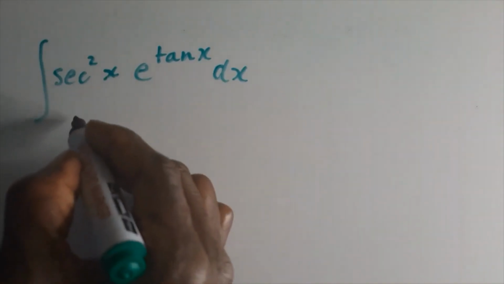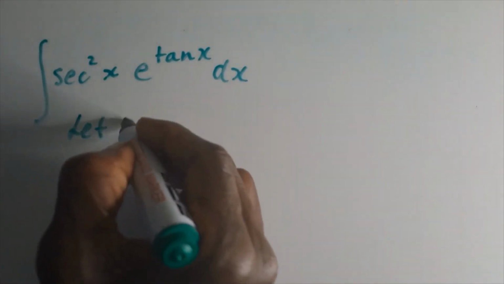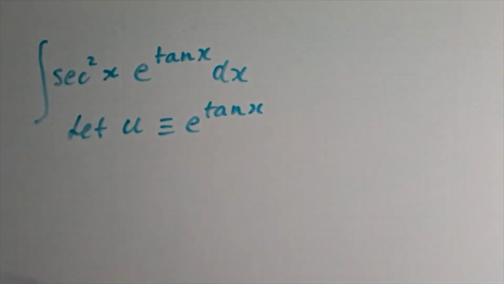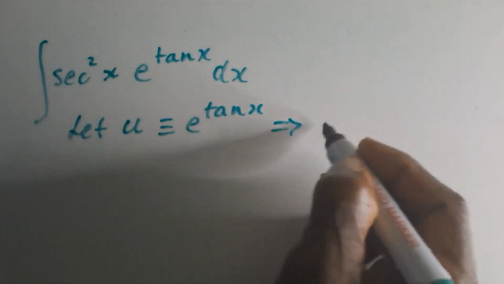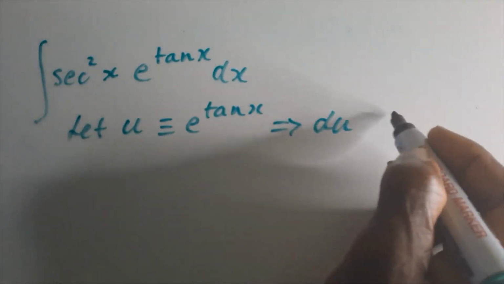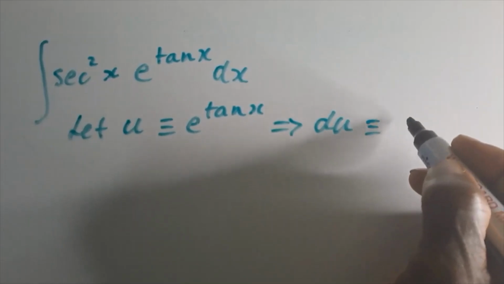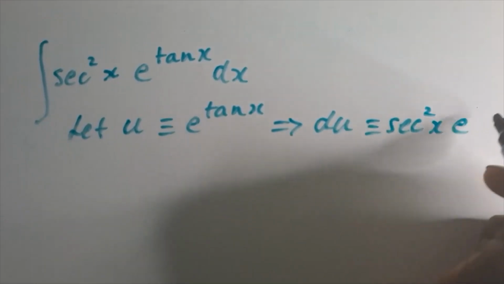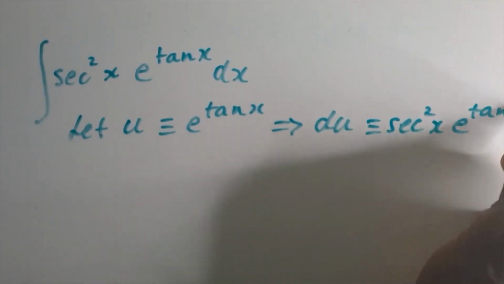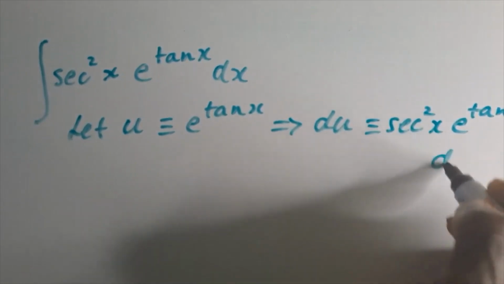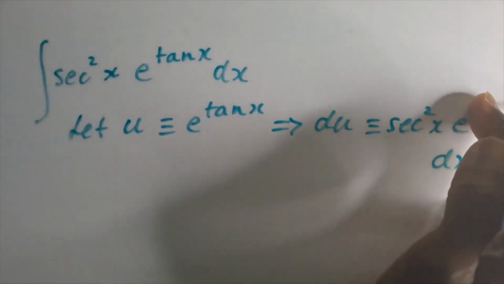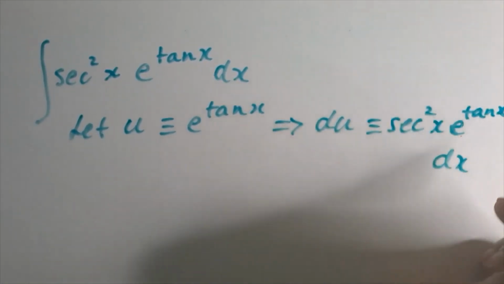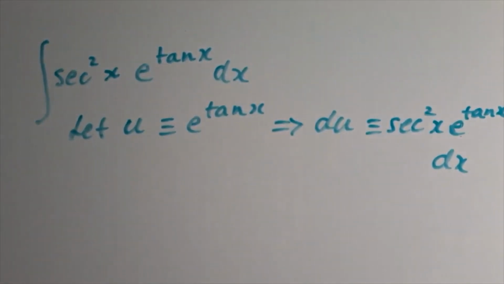Right, so we'll use a substitution here. We'll let u be equivalent to e to the tan x, and this implies that du, when we differentiate this and use it as an operator, is sec squared x e to the tan x dx. Let's make sure you can see this.